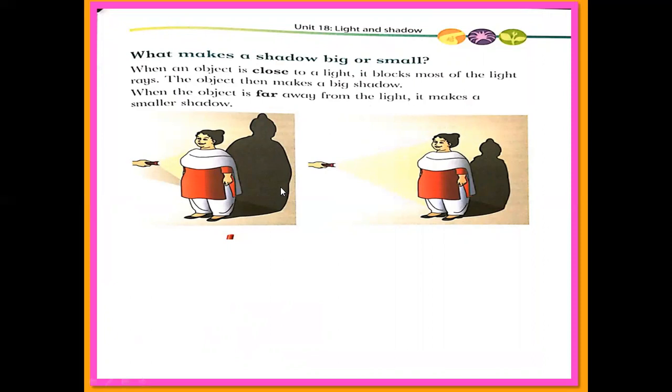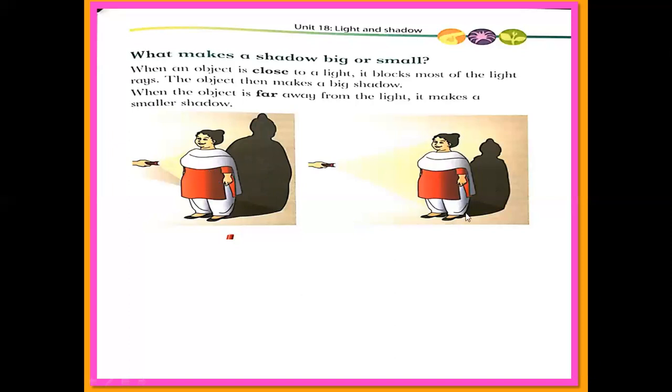In this condition, what happens when light is near to the object or close to the object, then it blocks most of the light by this object. And in this picture, you can see a big shadow. I mean, when most of the light is blocked by the object, then it can make a big shadow.